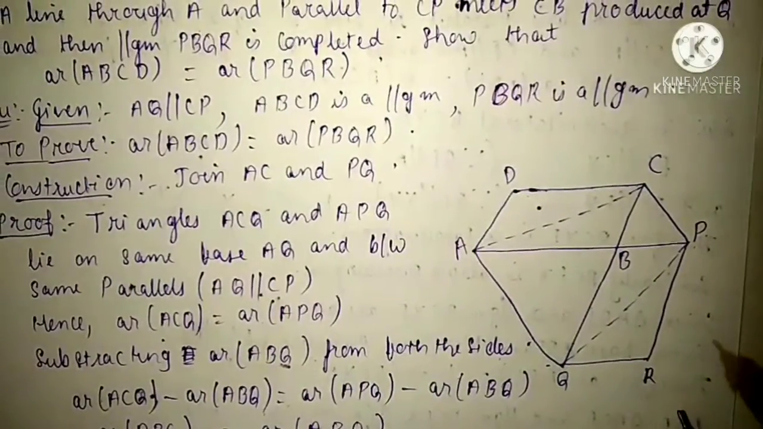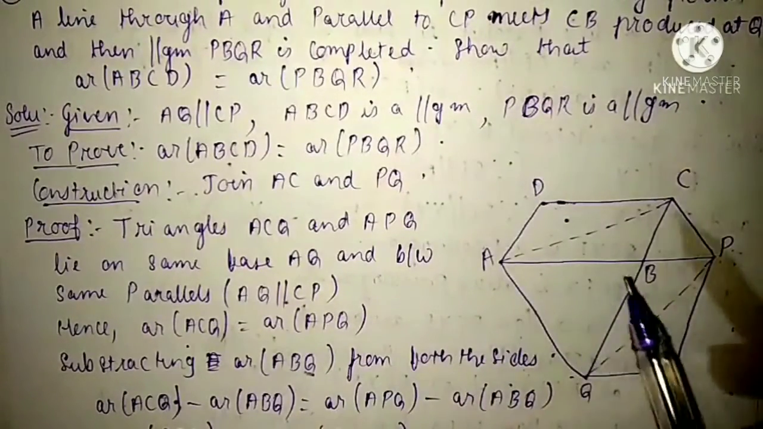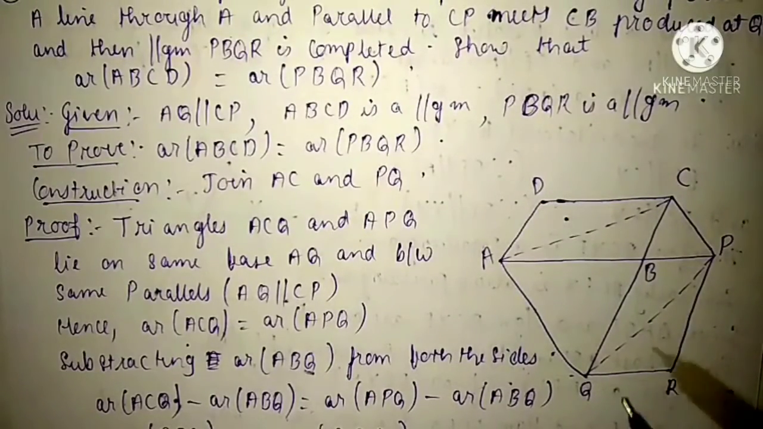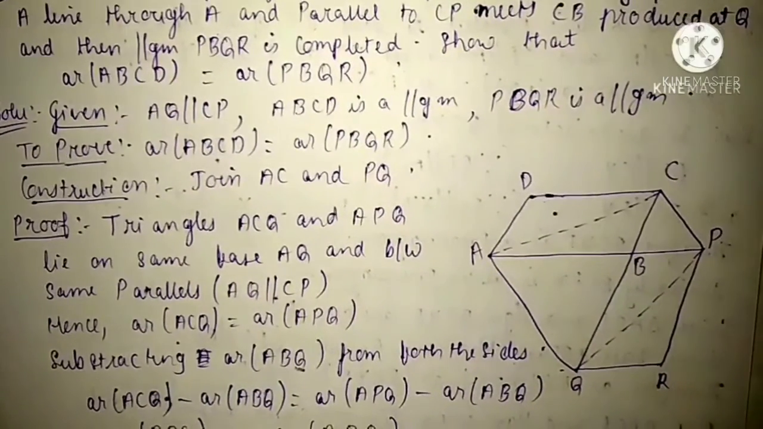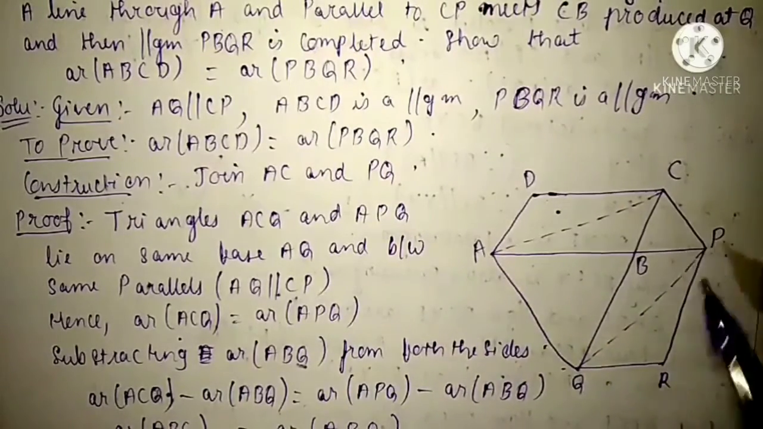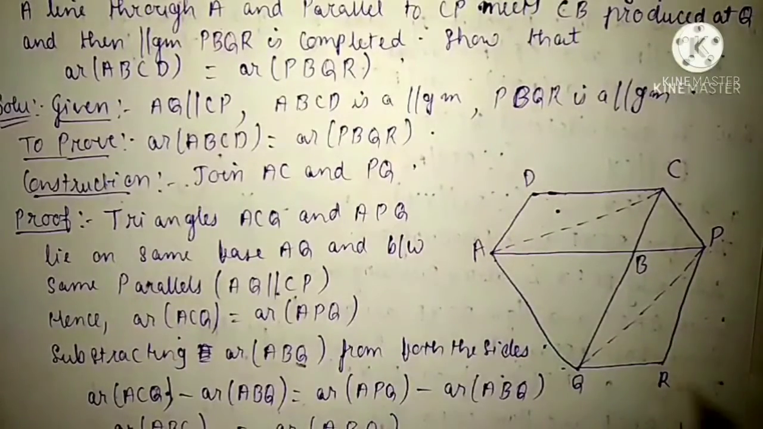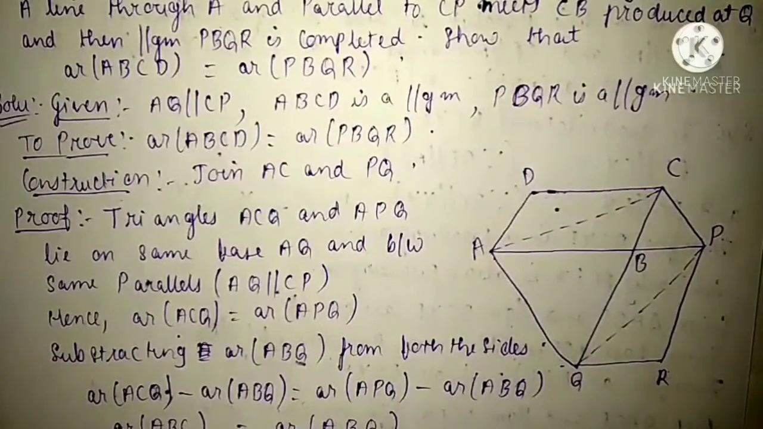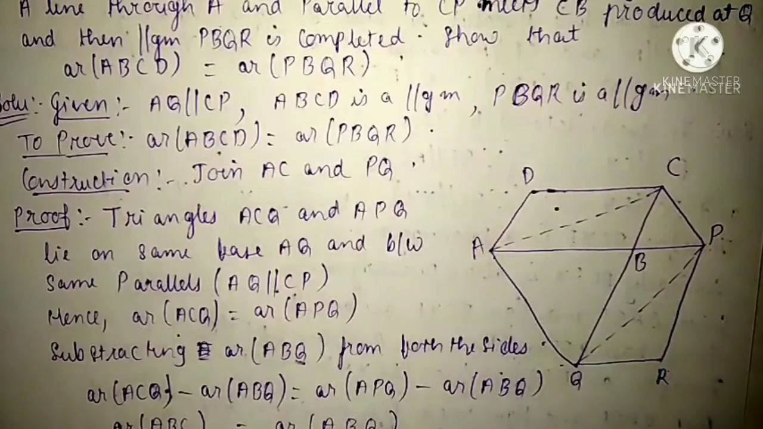PBQR is formed, okay. So we have to show that area of ABCD is equals to area of PBQR, okay. So first of all, what is given to us? It is given that AQ is parallel to CP, okay, and ABCD is a parallelogram. Also, PBQR is a parallelogram. Now, what we have to prove? Area of ABCD is equals to area of PBQR.